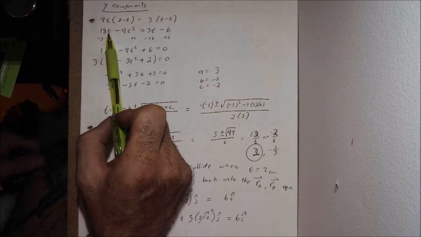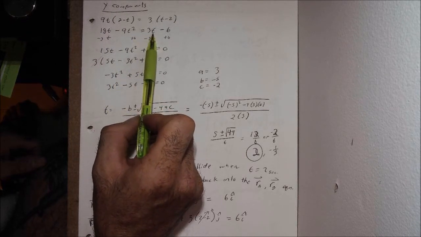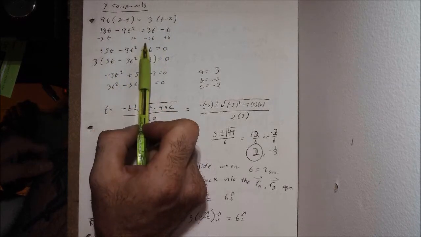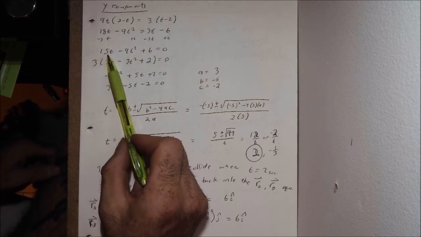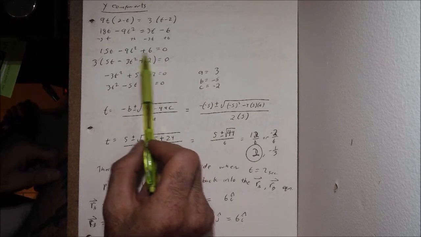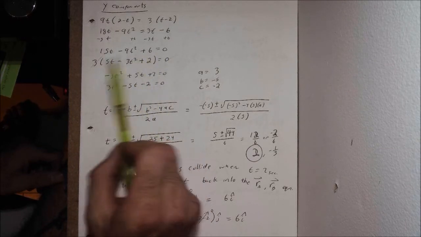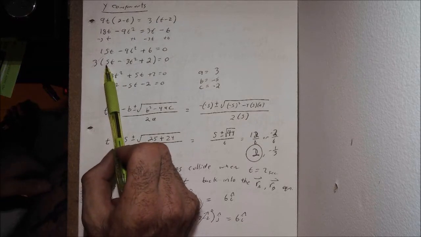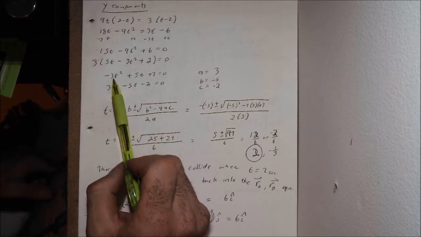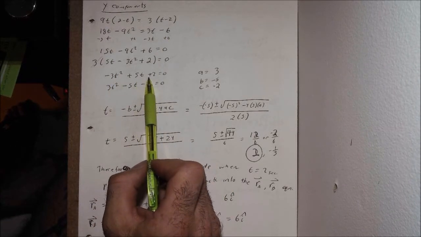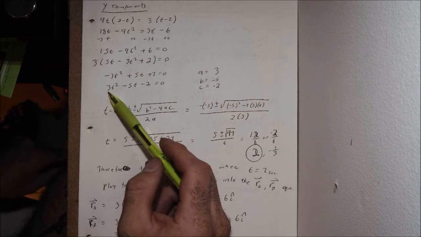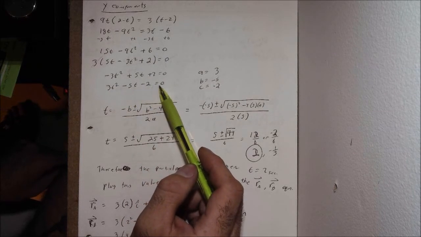I end up with 18t minus 9t squared is equal to 3t minus 6. So I can move things around, subtract 3t, and add 6 to both sides. I end up with 15t minus 9t squared plus 6 is equal to 0. Simplifying more, I see a common factor of 3 that I can pull out front, so it's 3 times 5t minus 3t squared plus 2 is equal to 0. Dividing both sides by 3 reduces this down, and I have negative 3t squared plus 5t plus 2 is equal to 0. Moving things around to get rid of the negative signs, I now have 3t squared minus 5t minus 2 is equal to 0.